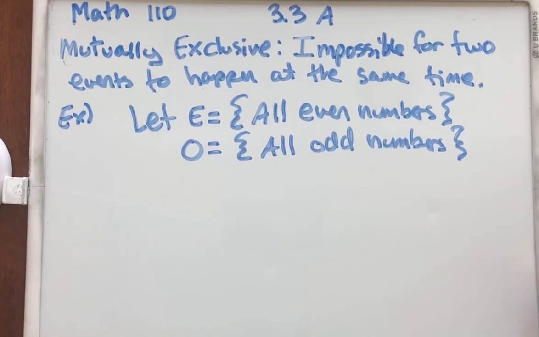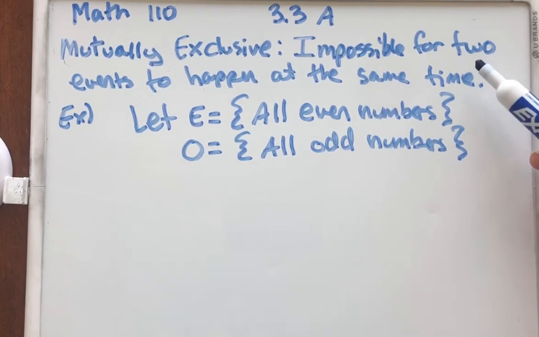3.3a, we're going to look at the definition of mutually exclusive. Basically, think of it this way. It's impossible for two events or more to happen at the same time. For this class, we're just going to look at two events. So it's impossible for two events to happen at the same time.